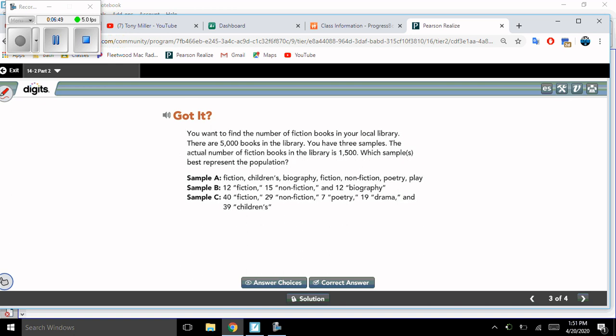You want to find the number of fiction books in your local library. Couple key things that we're looking at. In the library, there are actually 5,000 books. They're going to give you 3 samples, sample A, sample B, sample C. We'll change color so you can identify those a little easier. The actual number of fiction books in the library happens to be 1,500. Which samples best represent the population? So what we're saying here is that really 1,500 of the 5,000 books in the library are actually fiction.